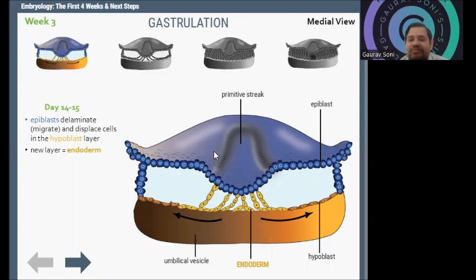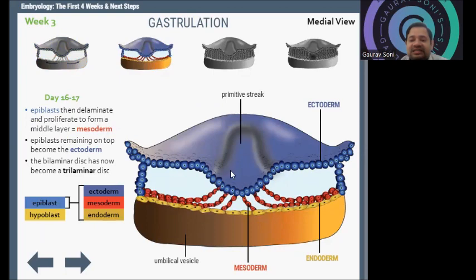So on day 14th or 15th, you can see the epiblast cells delaminate or migrate and displace the cells in the hypoblast layer. You can see these cells are displacing the cells in the hypoblast. And the new layer which is going to be formed is called endoderm. You can see on the upper side there is the primitive streak, epiblast, hypoblast, and this is the newly formed endoderm. This is the umbilical vesicle, the yolk sac. Next, what will happen? On the 16th to 17th day, there will be a groove-like formation. Then more and more cells will move downwards, which are red in color and will be mesoderm now. Yellow color will be the endoderm. Remember, all these germ layers are developing from the epiblast. Hypoblast will not take part. Remember this again and again.